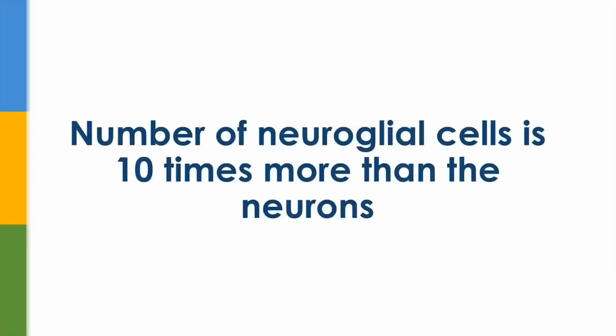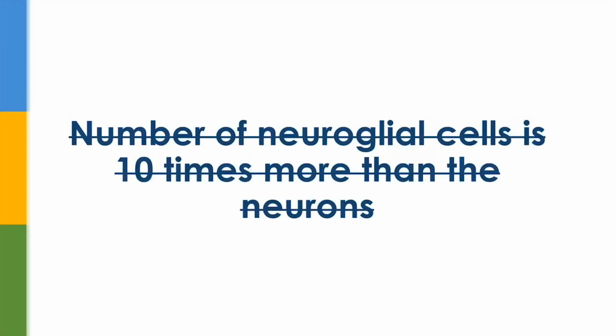For decades, there has been a belief that the number of neuroglial cells exceed the number of neurons by a ratio of 10:1. For every single neuron, it was believed that there were 10 neuroglial cells. But this has been proved wrong.